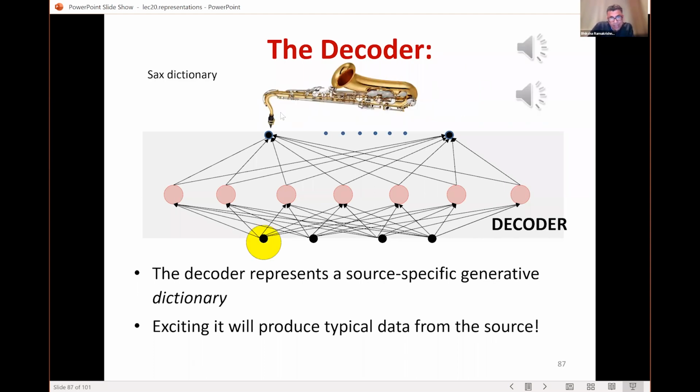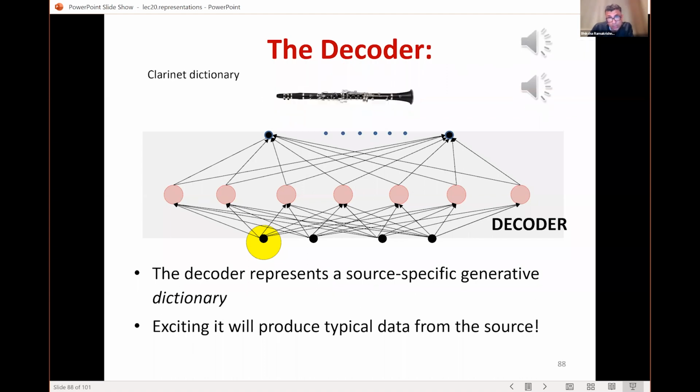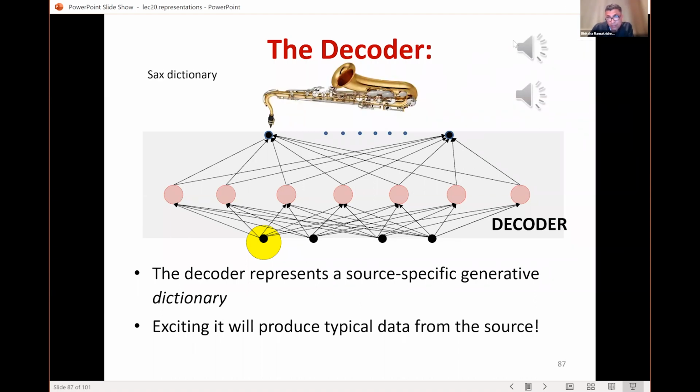Here's an example. In this case, we trained an autoencoder on spectrograms from saxophones. Then I just take the decoder and then I excite it with, in this case, a one over here and zeros here. Here is what the decoder outputs. If I can play it. It actually ends up sounding like something that could have come from a saxophone. Here's something that I get when I give it a different input to the decoder.